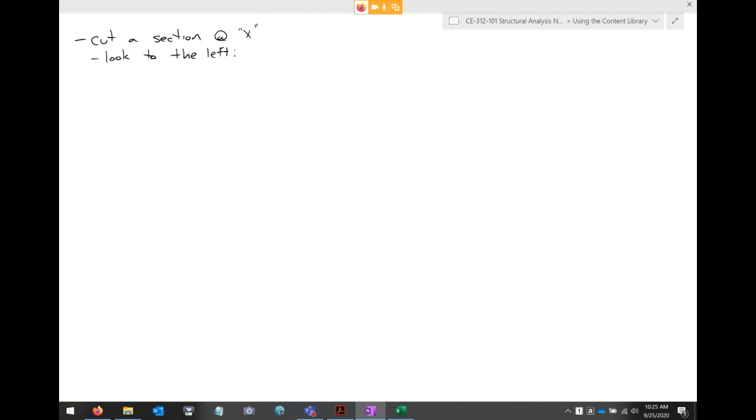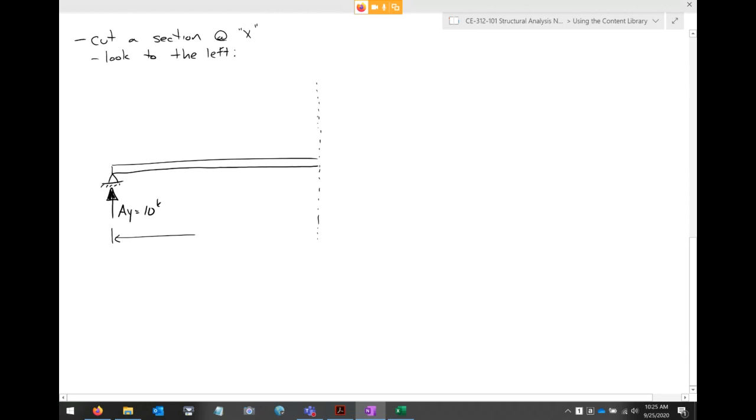So here's the beam. Here's the boundary condition. We have a reaction here. This is Ay is 10 kips. And we're cutting a section. This is my section cut. This dimension is X. Okay. Now, whenever we cut an unknown section, remember we have an unknown shear and an unknown moment. And remember, I'm drawing those according to their positive sign convention. It's important that you always draw those the right way. That's always drawn positive. Okay.